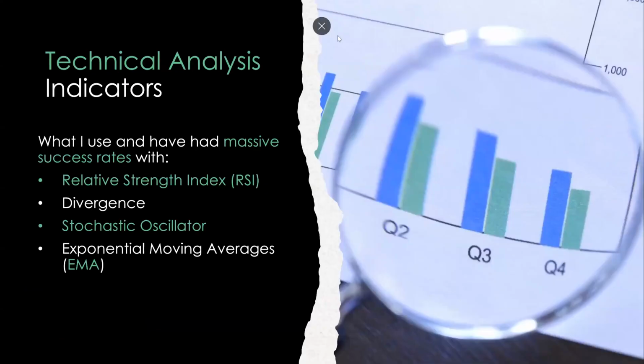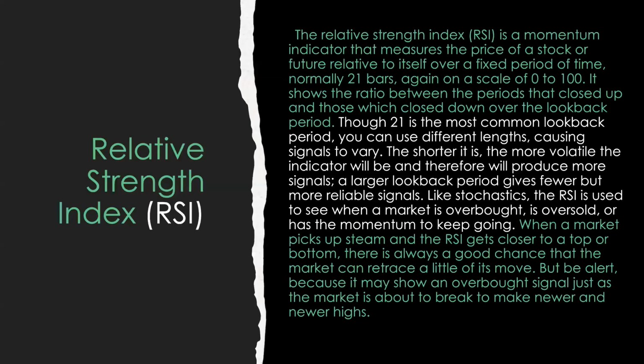Let's talk about some indicators now. I'm going to try and go over this a little bit quicker because this is a larger section, this technical analysis portion, but we should be able to get over with this in the next 20 minutes or so. We're going to talk about RSI, divergence, stochastics, and EMAs. All right, technical analysis indicators that I use and I know very well. The problem is a lot of people don't use them correctly.